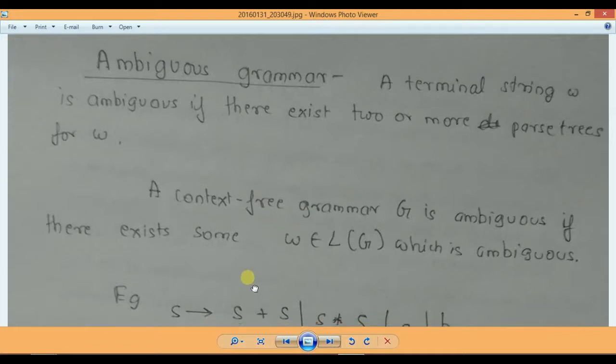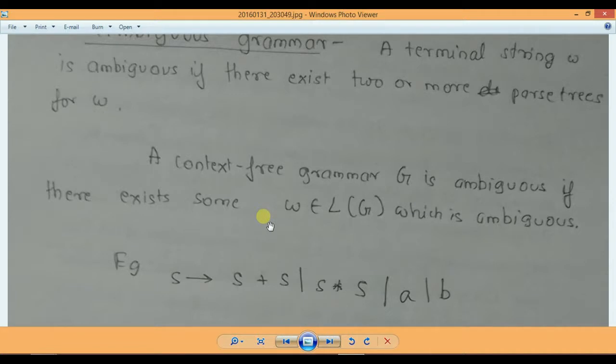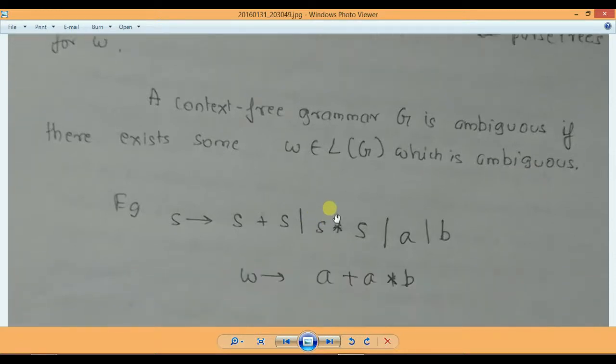Now let's move into the second sentence. A context-free grammar G is ambiguous if there exists some string in the language of the grammar G which is ambiguous. If at least one string is ambiguous in a grammar, then the entire grammar is known as ambiguous grammar.